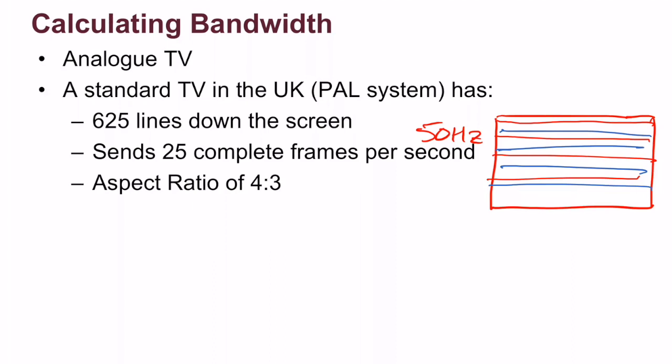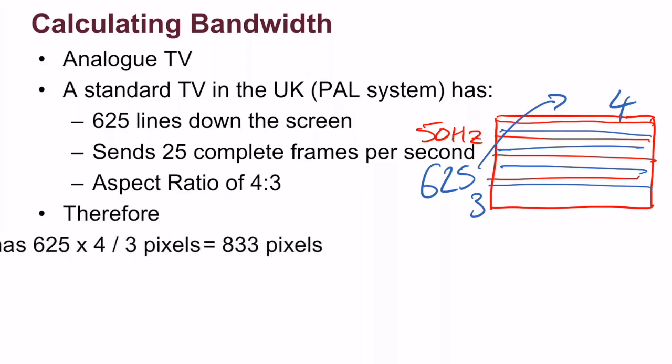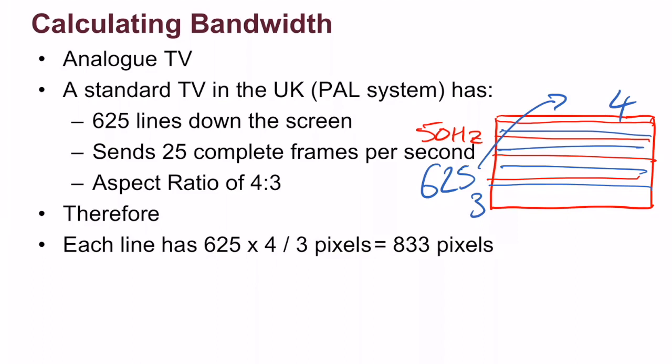And what that means is that if this is 625 lines down, the ratio of the short edge is 3:4. And so we can easily calculate the width, the number of pixels across. So if we want to calculate the bandwidth it takes to carry this signal, we need to work out the number of pixels that make up the whole screen. How many pixel values are we going to have to send? So if there are 625 lines and we know the ratio is 4:3, we can work out that across here there's got to be 833 pixels.